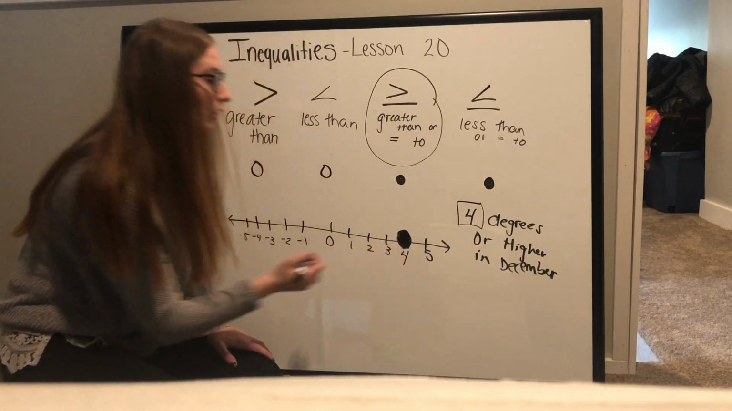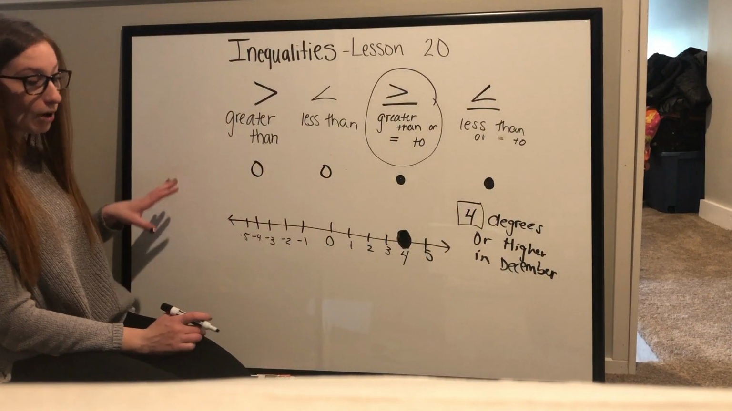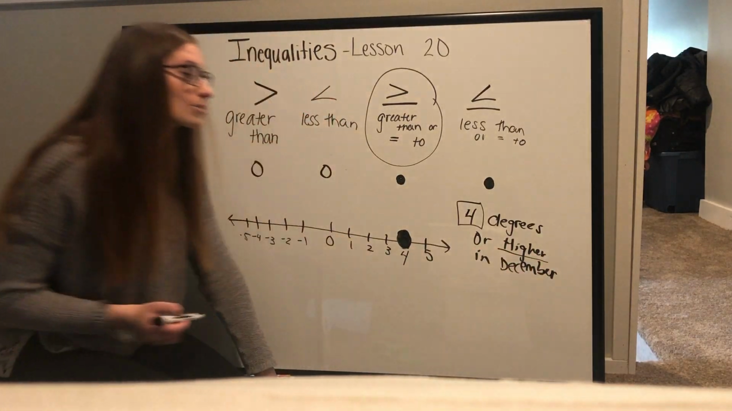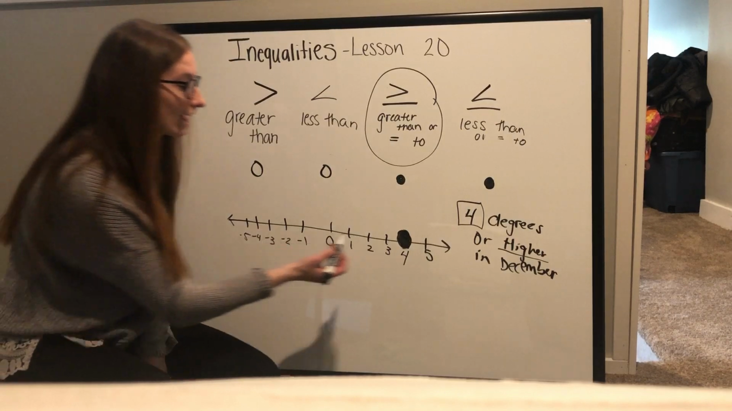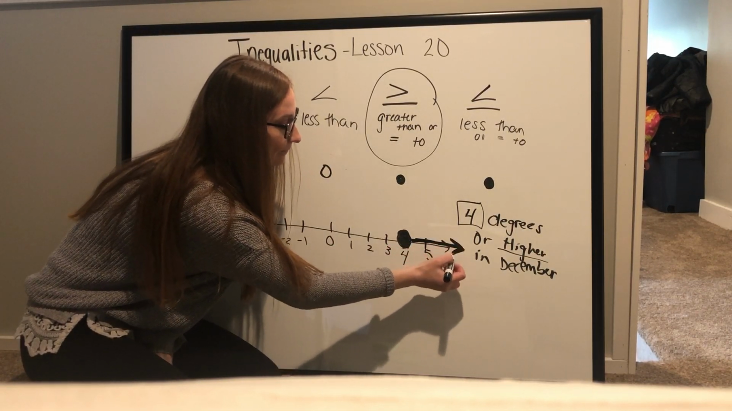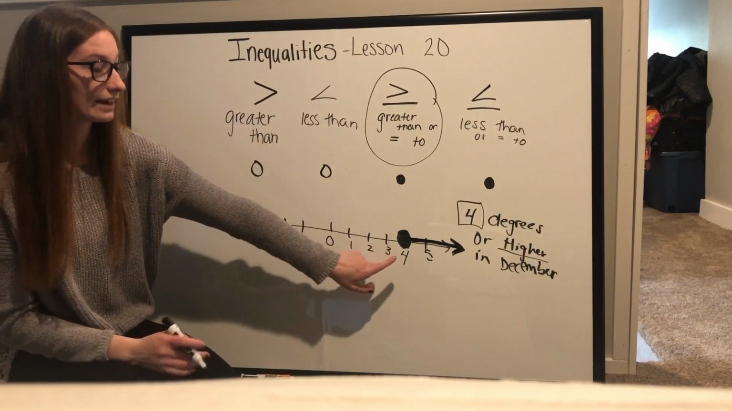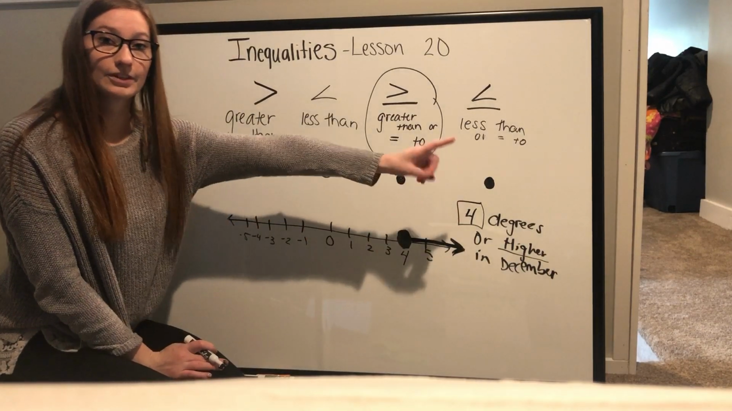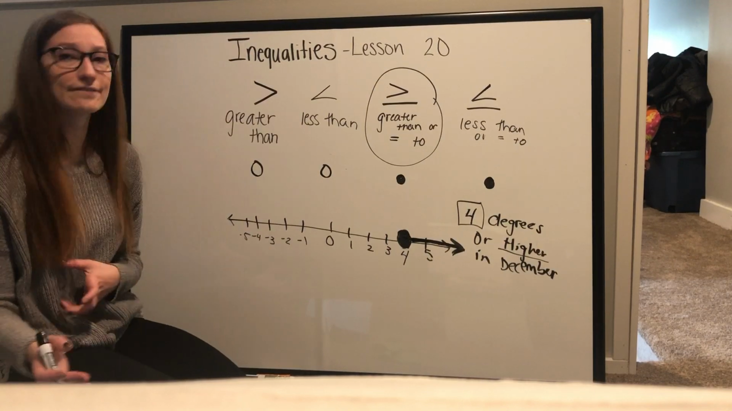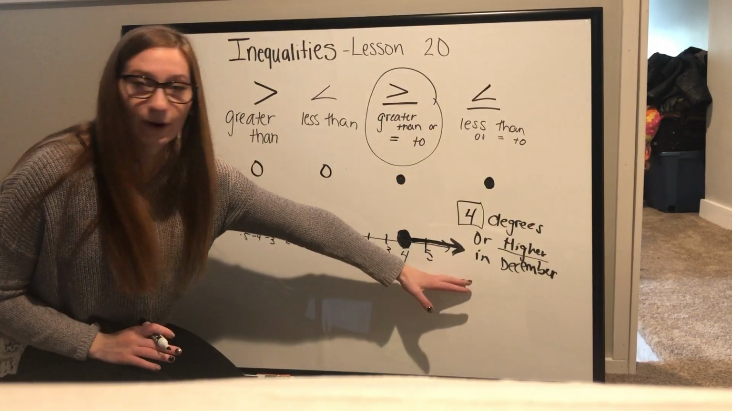Now we need to figure out which way I'm going to shade. Am I going to shade to the numbers that are bigger than 4 or smaller than 4? The key word here is higher. So I know it's going to be warmer, which means I'm going to shade in this way, all the way. So this tells me that my answer can be anything from 4 and up. It could be 4, 5, 6, 7, 8, it could be 20, it could be 70, it could be 100. It can be anything that's that way, okay?